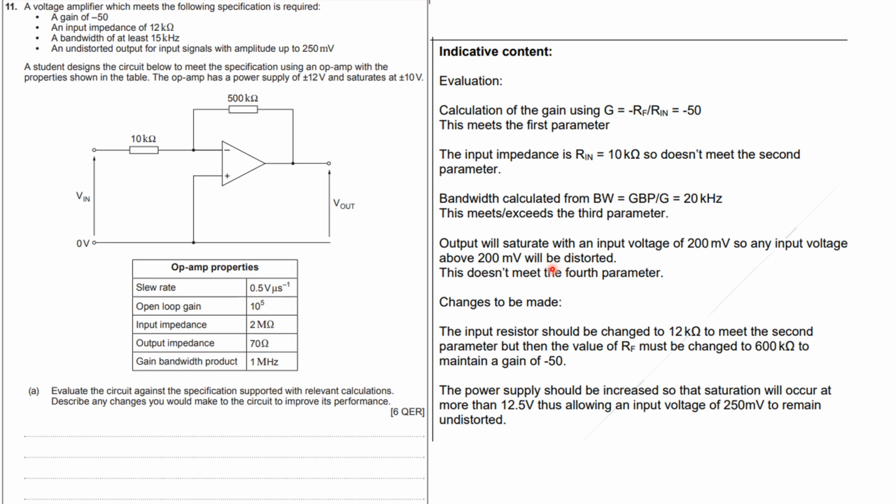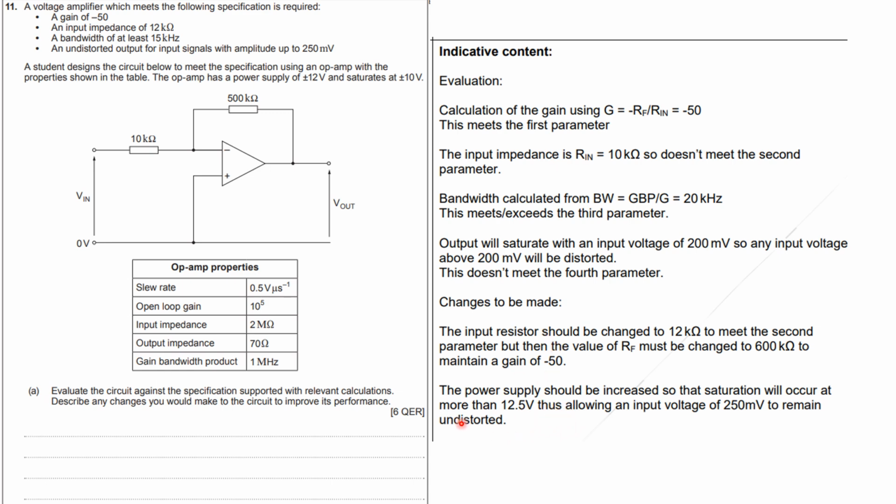Okay, so we've got that one because it saturates at 10. So you'll find that it does not meet that fourth parameter. Changes to be made: maybe change your input resistance to 12k, which would obviously mean that RF would have to change to 600k. You'll need to mention that to maintain that gain. And then change the power supply. If you made the power supply at least 12.5, then that would remain undistorted. They are the two changes you can make.